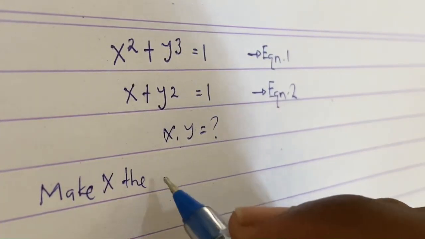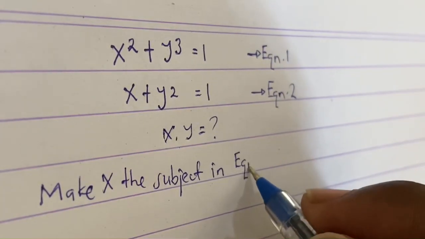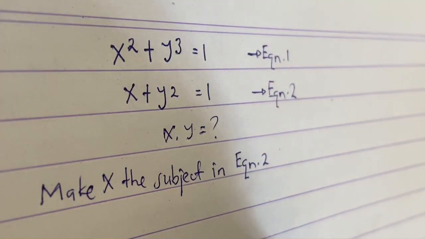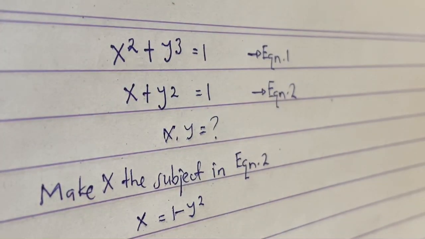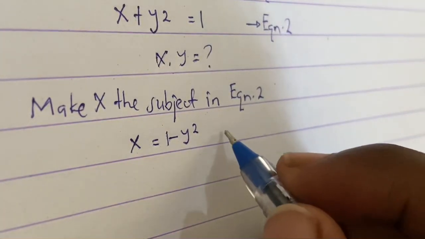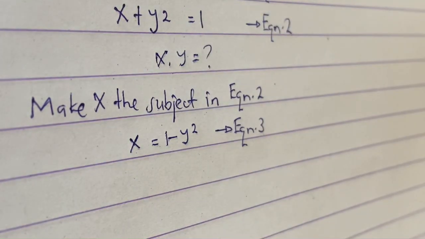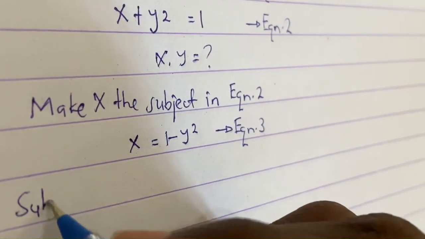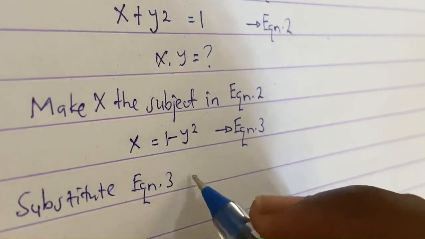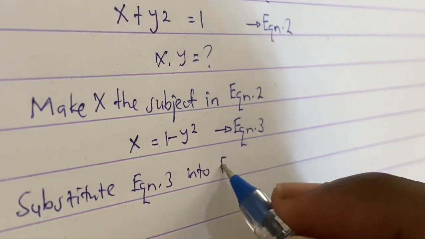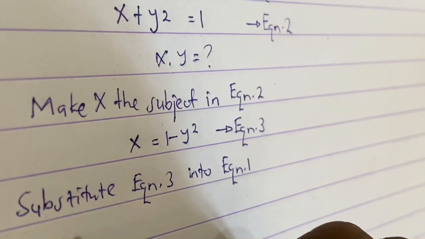So from there we make x a subject in equation 2. So this is going to become x is equal to 1 minus y squared, and call this equation 3. Then we're going to substitute equation 3 into equation 1.